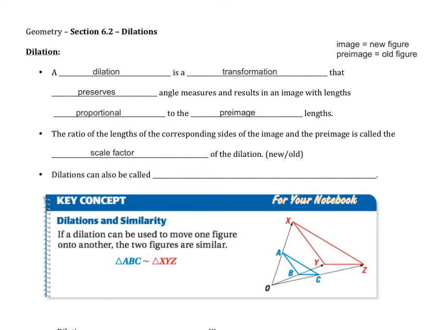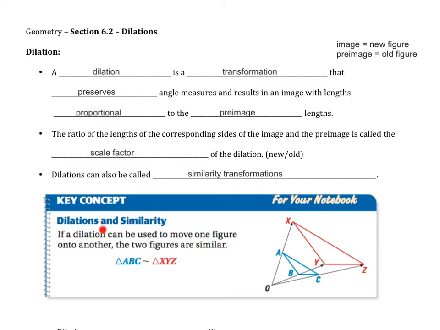And you always want to make your scale factor so that it goes from new to old. That's something that you definitely need to write down in your notes. New to old. You put the new picture, so the image, over the old image, so the pre-image. Dilations can also be called similarity transformations. So again, a dilation is just a transformation that preserves angle measures, but the lengths of all the sides are proportional to the original or the pre-image. And we find that scale factor by doing the new over the old as a proportion. So the image over the pre-image.